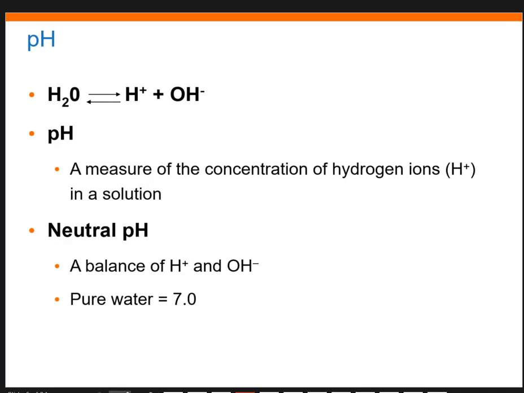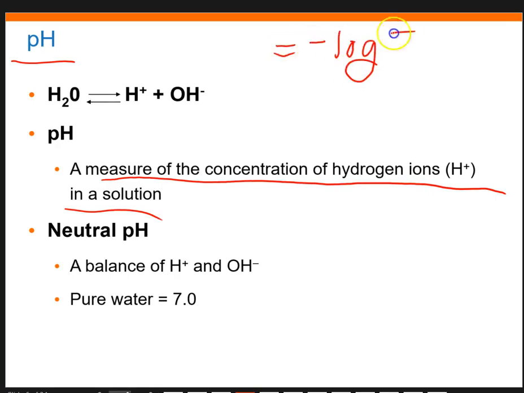All right, we need to take a second and talk about something called pH. What the pH is technically is a measure of the concentration of hydrogen ions in a solution. So pH correlates with or is related to the amount of hydrogen ions that are present. Technically, if you want the technical definition, the pH equals the negative logarithm of hydrogen ion concentration. These little brackets mean concentration.